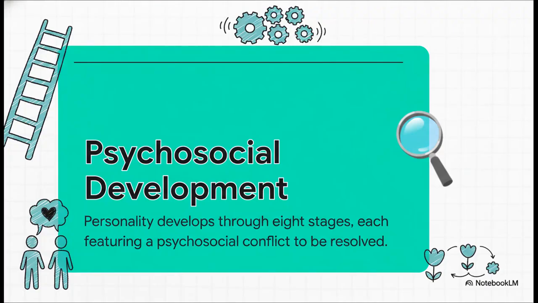So Erikson's core idea is that life keeps throwing these social challenges at us. At each stage, it's like we're at a crossroads. If we navigate it successfully, we build a new strength for our personality. But if we get stuck, well, it can cause problems down the line. It's this constant push and pull between what we need on the inside and what the world is asking of us.